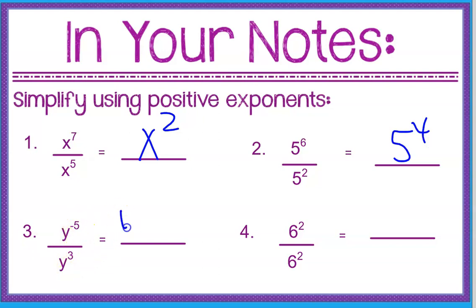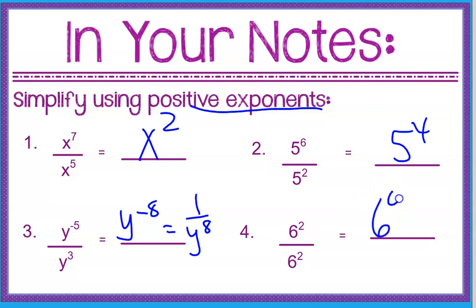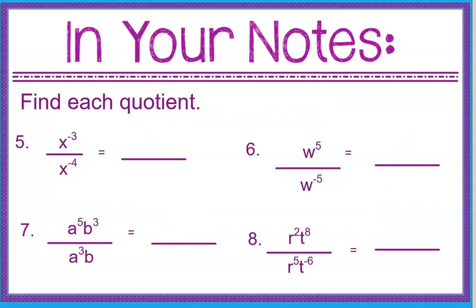Be careful here with number 3. Y is the base, but -8 will be your new power. It says positive exponents only, so I need to flip that over. Number 4, keep the base the same, subtract the exponents, and if you get a power of 0, you need to simplify it to 1. All right, how did you do? Let's take a look at some other examples now. Pause the video and give these a try.